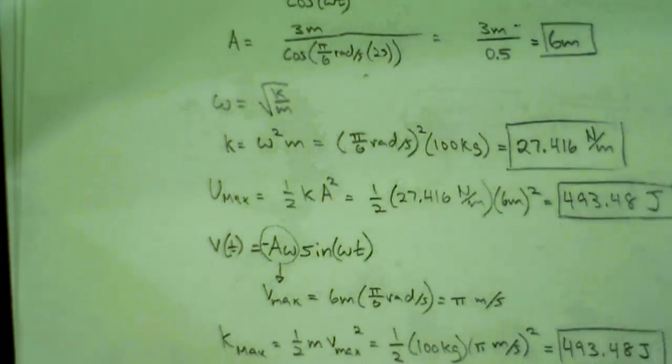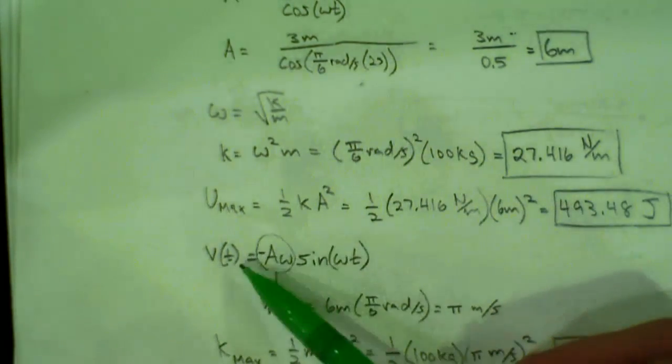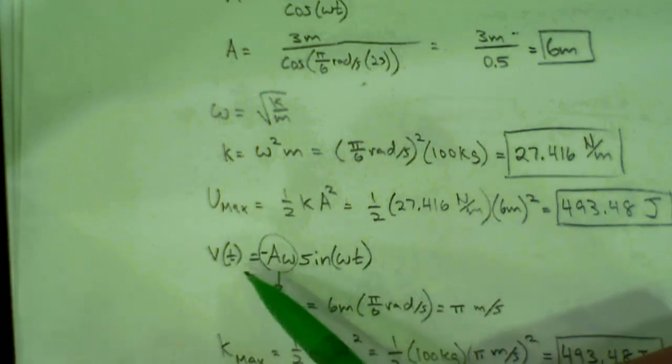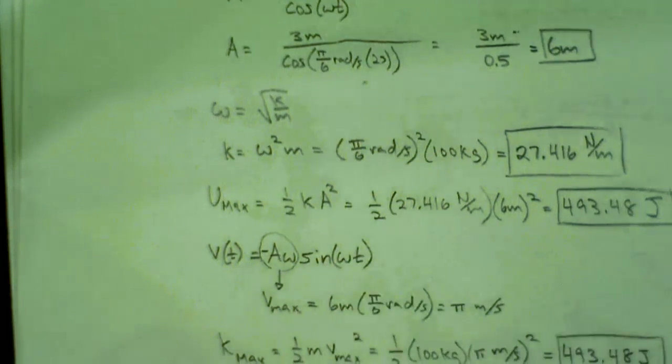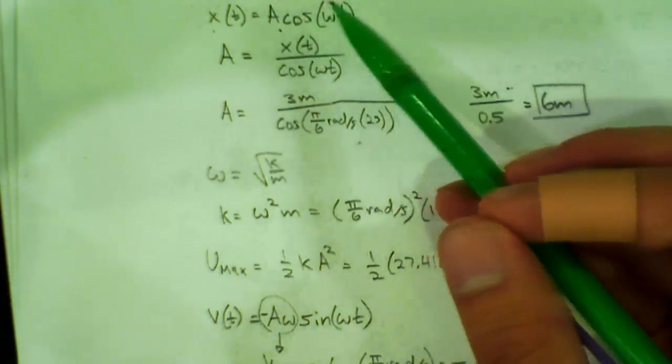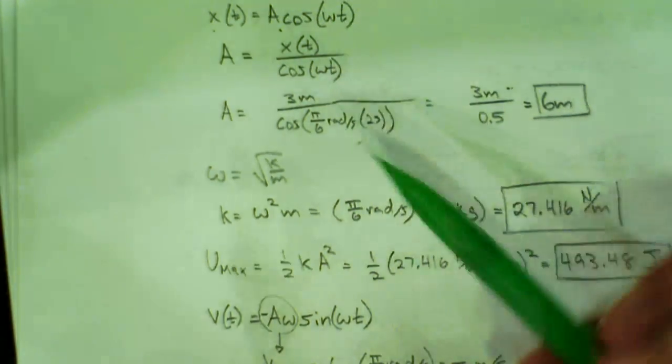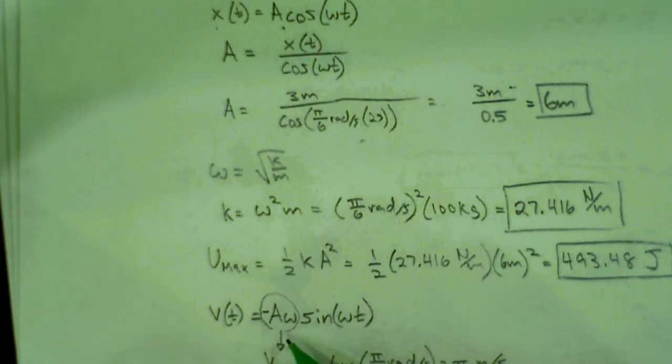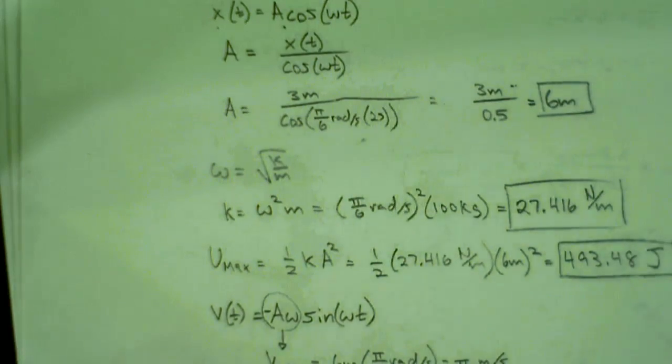So we go to the equations of motion. This is the equation of motion for velocity for an oscillation, which is just the derivative of this position. So if I took the derivative with respect to time, I'll end up with negative A omega sine omega t. All right?